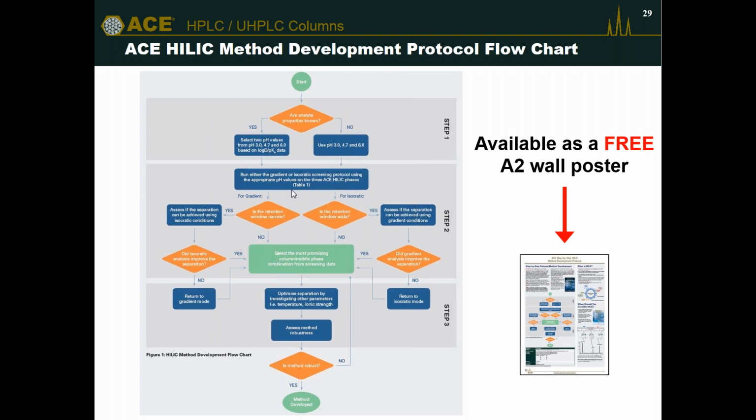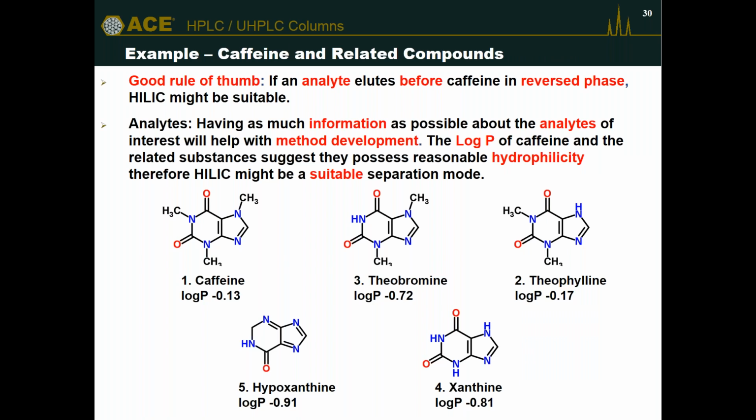So I'm going to follow this systematic protocol to develop a method very quickly. The mixture I'm going to look at is a polar neutral mixture. It's basically a method for the determination of caffeine and some of its related substances. We can look at the log P values because we know these are very well described substances, and we can see the log P values are all around about 0 or less. So it's likely that these will be suitable for HILIC.